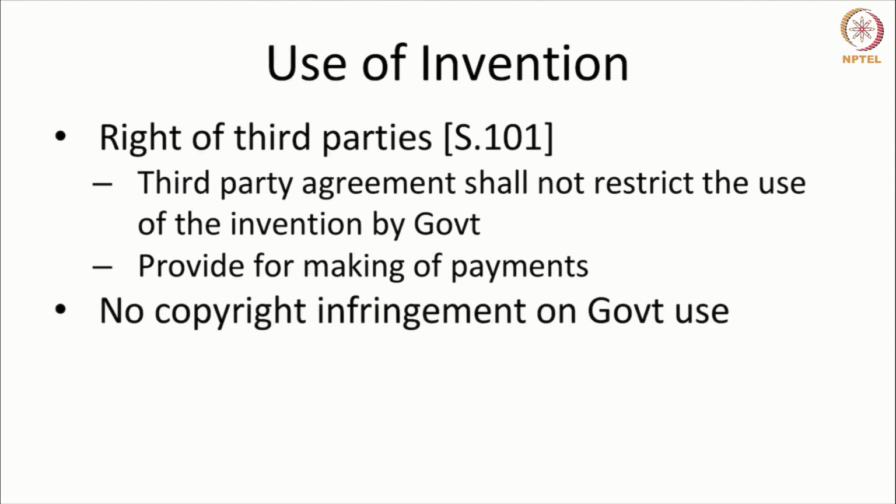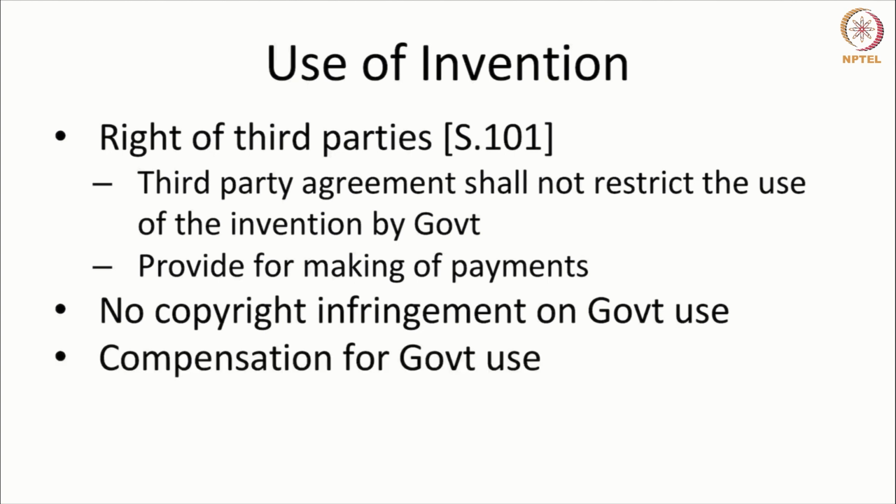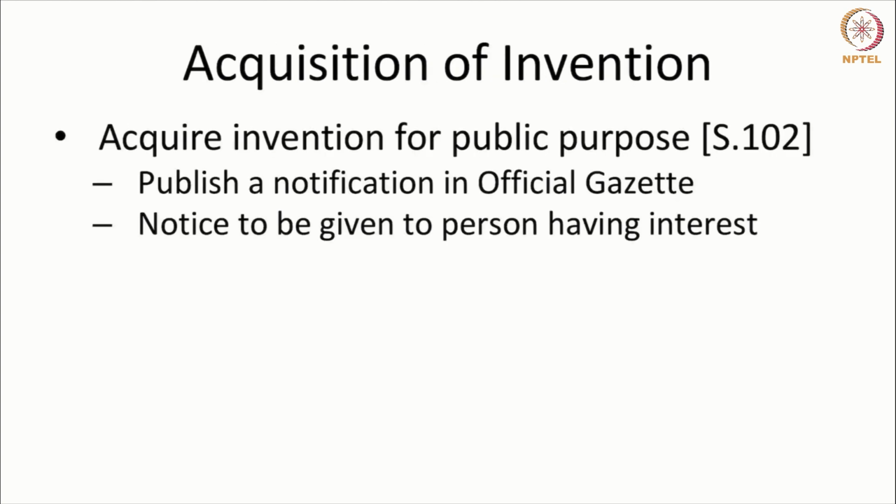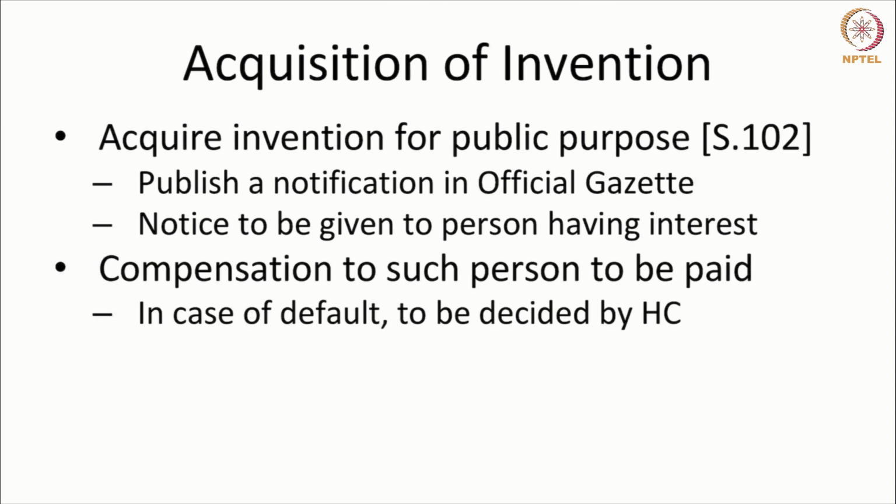There can be no copyright infringement on government use, and compensation for government use is something that will be given. Acquisition of an invention. The government can acquire an invention for public purposes. It shall publish a notification in the official gazette, and notice shall be given to people having interest in the application. Compensation shall also be paid. In case of default of payment of compensation, the issue shall be decided by the High Court.